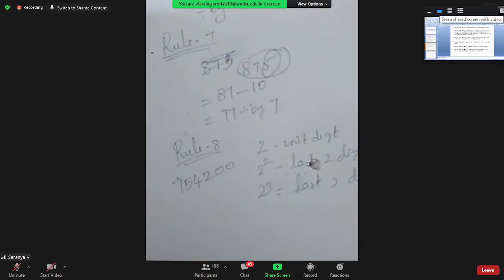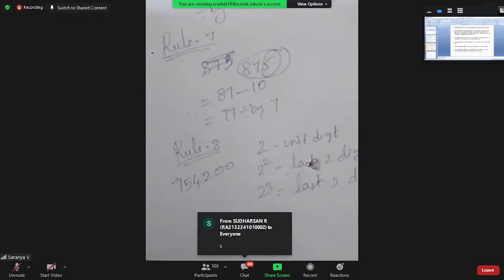7542000. Is it divisible by 8? Yes, because the last 3 digits are divisible by 8.